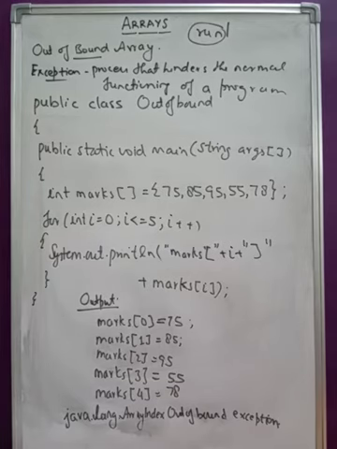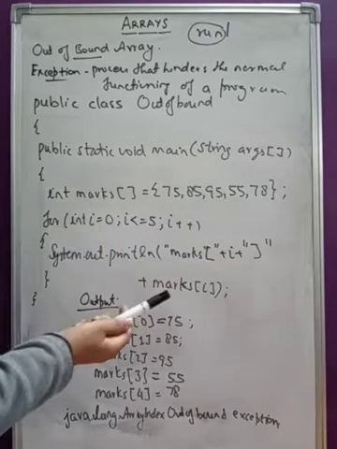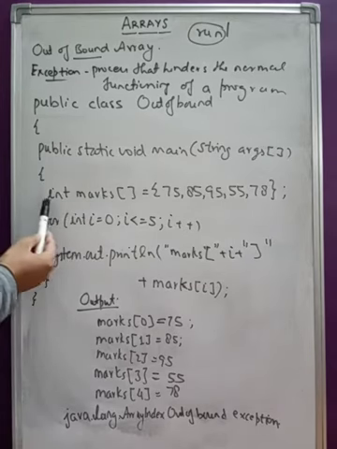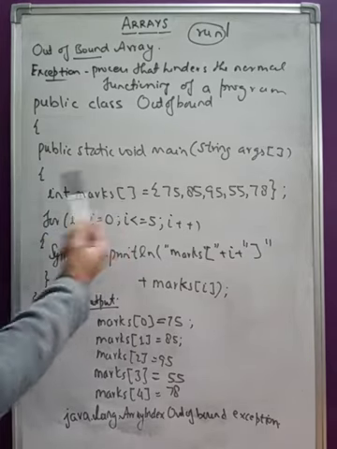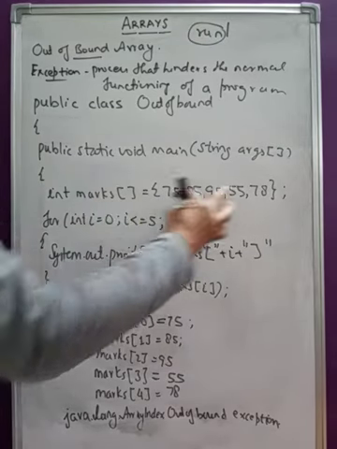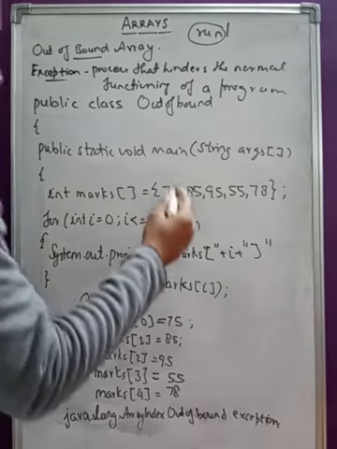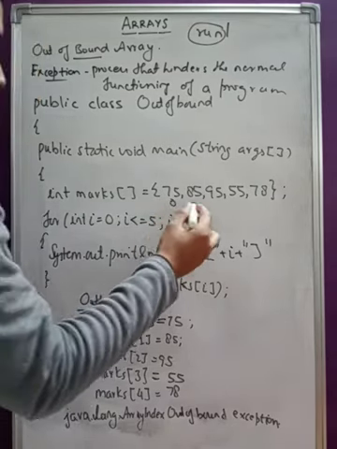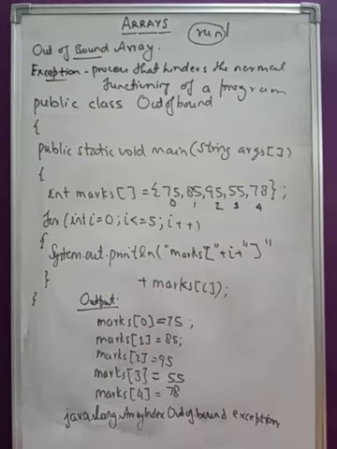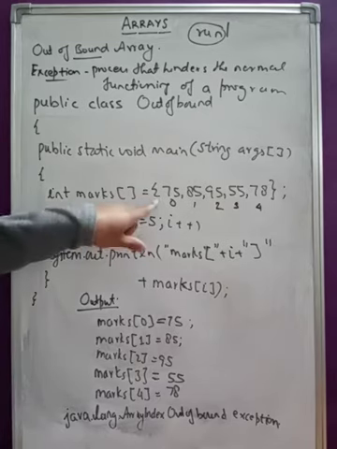After defining the main function, first we will declare the array, declaring and initializing both in a single step. So we have written int marks followed by square brackets, equal to curly brackets, and in the curly brackets you have the values at different index numbers: 75 is on index 0, 85 is on 1, 95 is on the second index, 55 is on the third index, and 78 is on the fourth index. Okay, now in this case you will see that the index number is from 0 to 4.